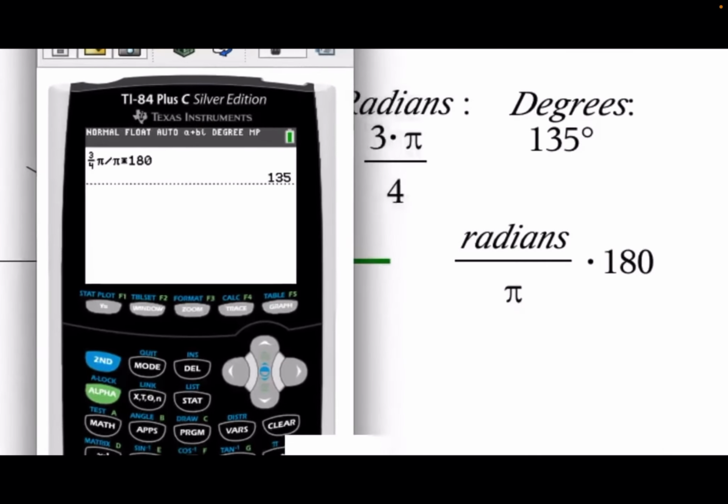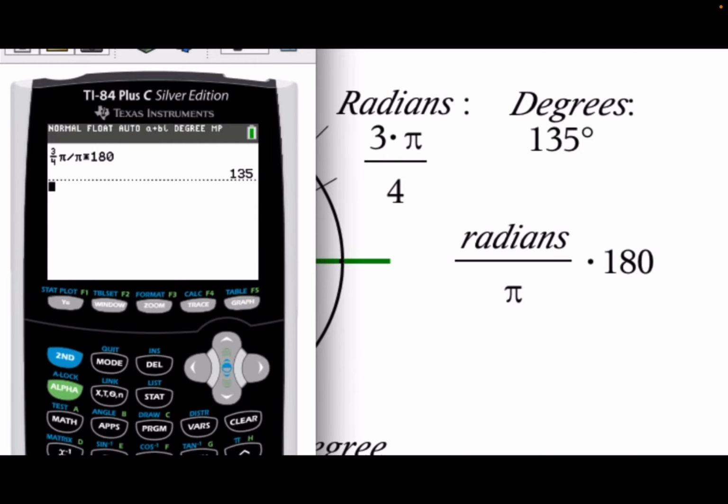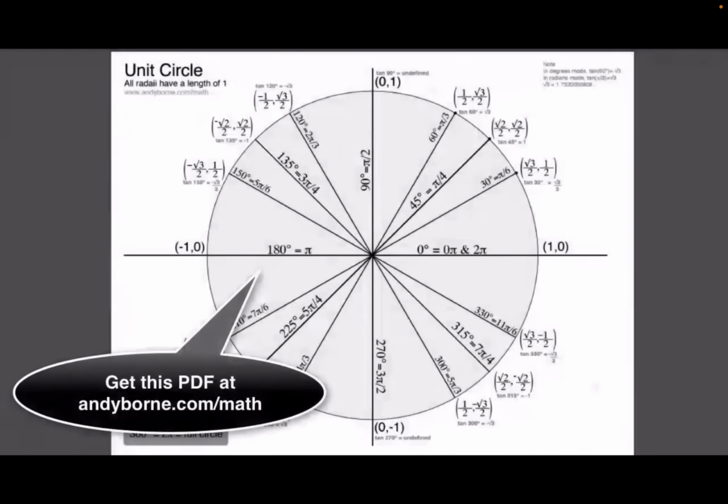Here is the calculation for that. I encourage you to give this a try on your calculator. Just put in 3/4 times pi divided by pi times 180, and there we go, 135 degrees. Okay, we're on to the last part.